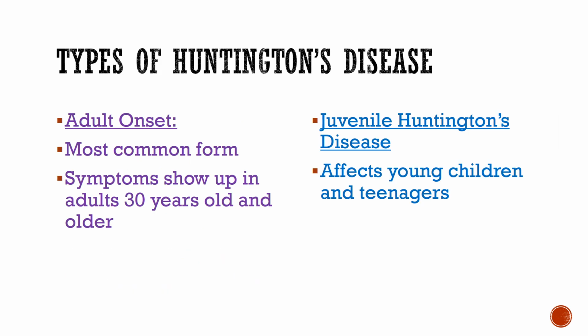The two types of Huntington's disease are the adult onset form and juvenile Huntington's disease. The adult onset form is the most common form, and symptoms will show up within adults around 30 years old and older. However, juvenile Huntington's disease affects younger children and teenagers, but it is also more rare.